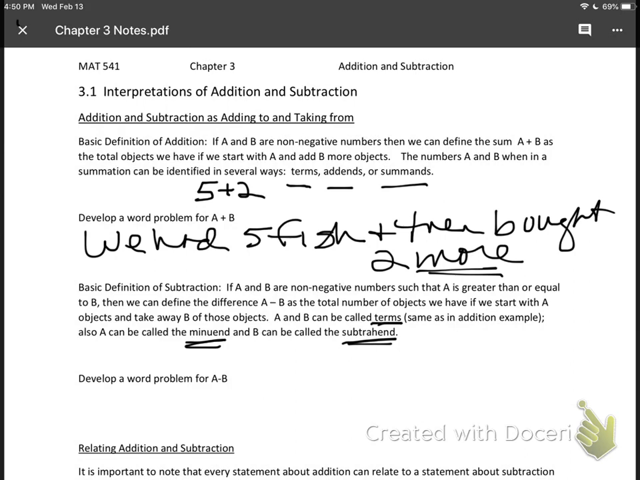Okay, so develop a word problem for this. You can say, on the shelf we had 12 books. So if we had 12 books on the shelf, that would be my 12, and I would write this out in words. Then we took 3 books away, so that's 12 minus 3, and that's going to give me 9.